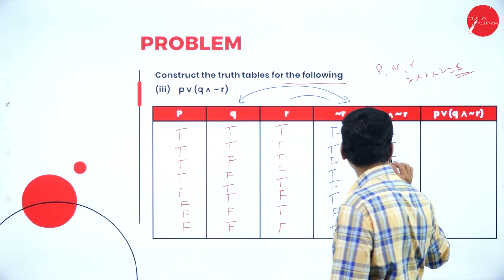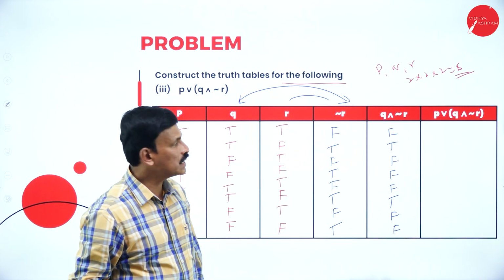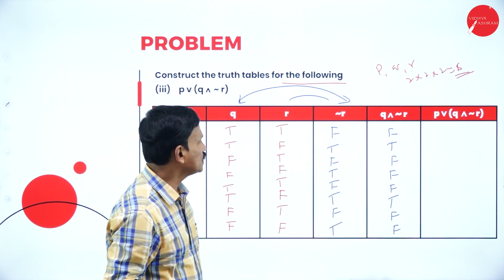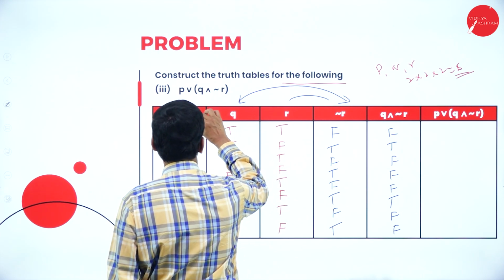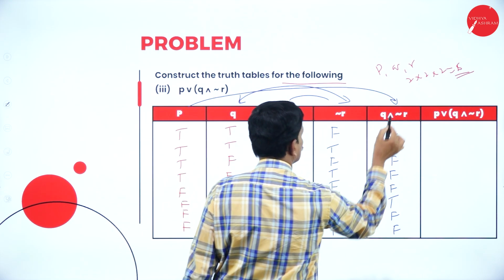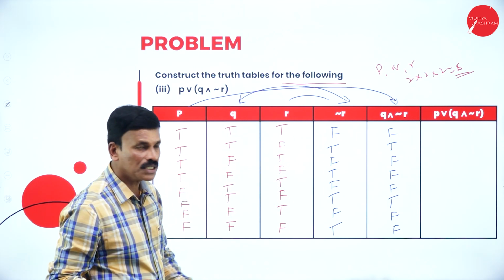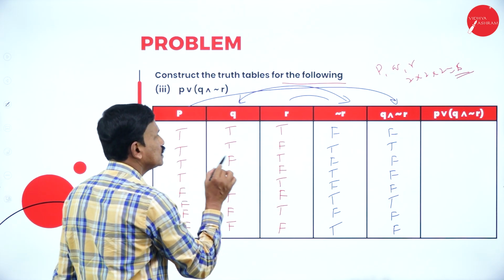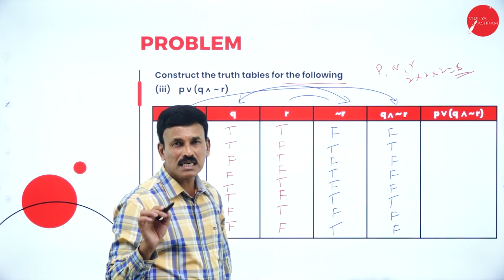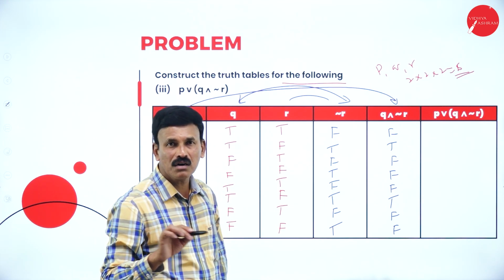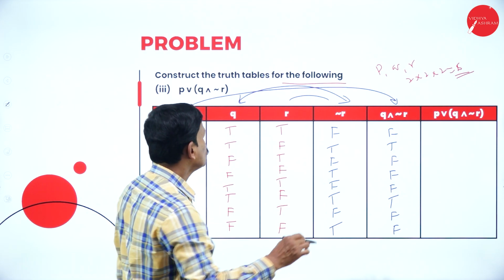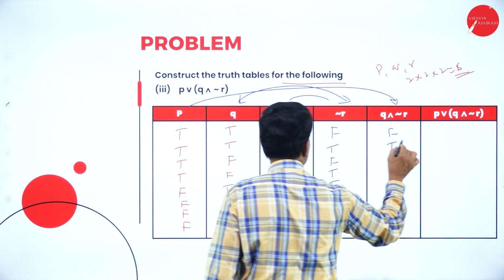Now, what is to write? P disjunction, Q conjunction negation R. So, the disjunction for these two. For the disjunction, only if it is F and F is it false; in all other cases it is true. So, true and false is true.